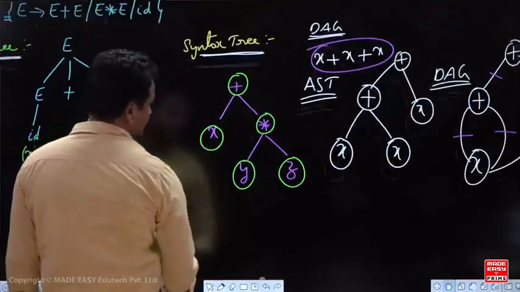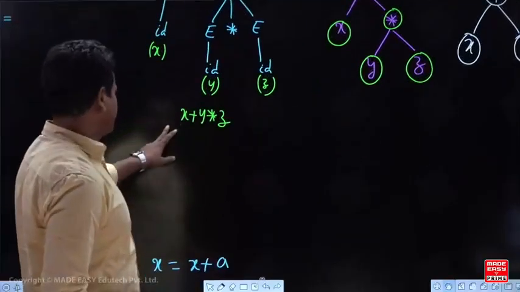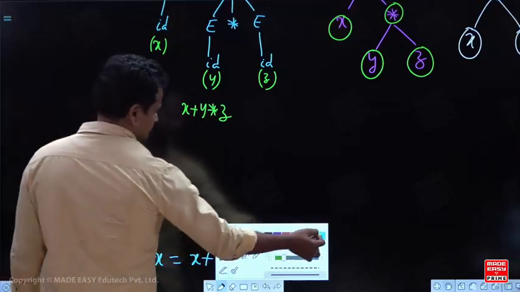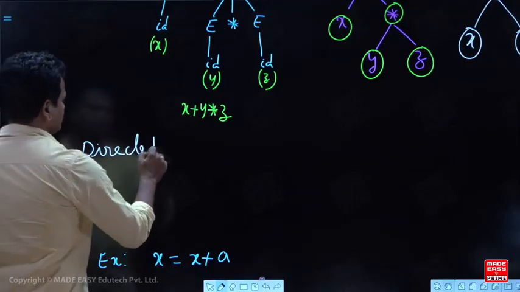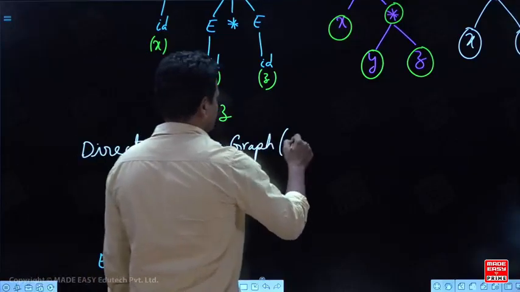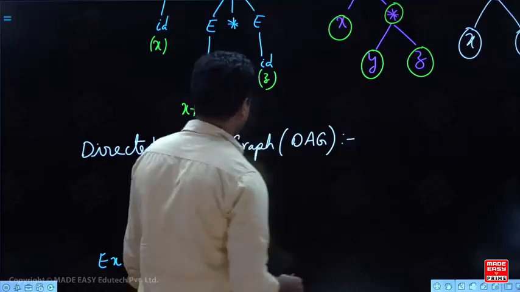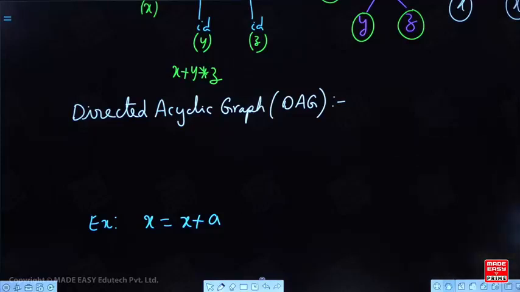So come to DAG. Directed acyclic graph. Take directed acyclic graph.